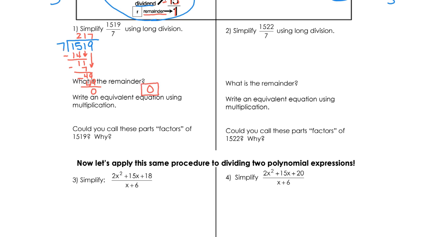Okay. Write an equivalent equation using multiplication. So we're going to take 7 times 217, and that would equal 1,519. Okay. Could you call these parts factors of 1,519? And the answer is yes. Factors have multiplication in between them. So yes, because they are multiplied together.